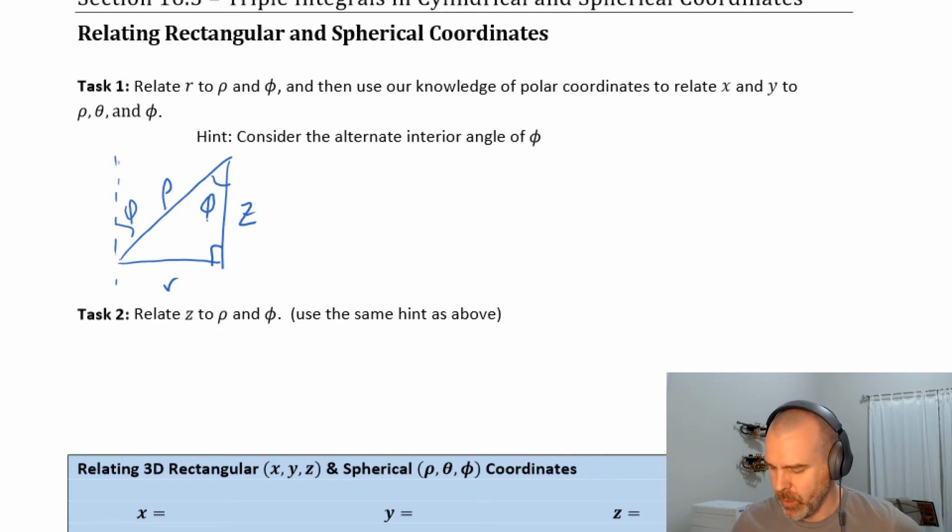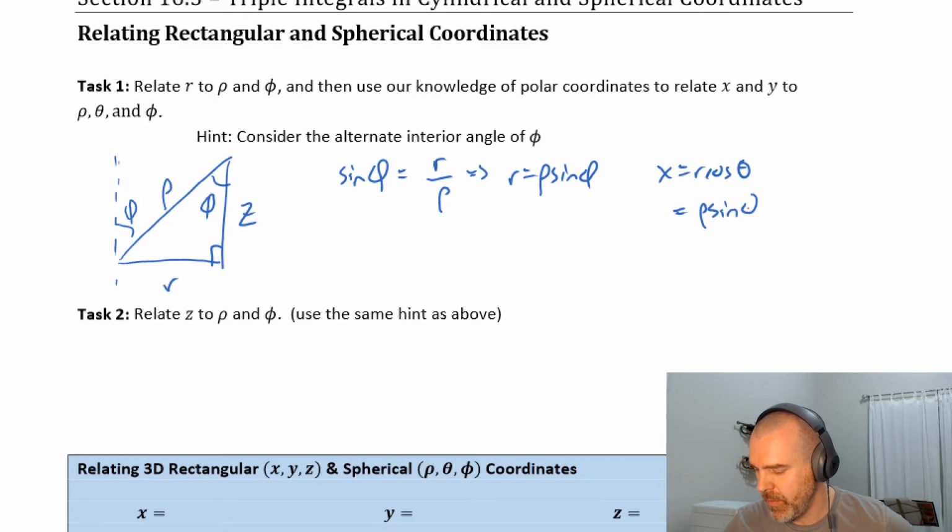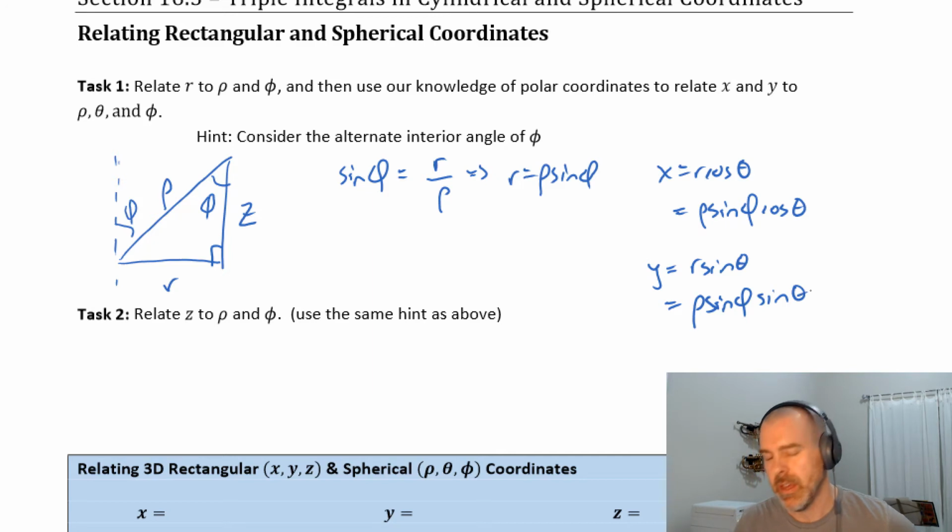Okay, so let's take a look here. We know this is a right angle. Sine of phi, sine would be opposite over hypotenuse. So that means r is rho sine phi. But we already know x is r cosine theta, so x must be rho sine phi cosine theta. And we know y is r sine theta, so that must be rho sine phi sine theta. So given the rho and theta and phi, that's how we can figure out x and y.